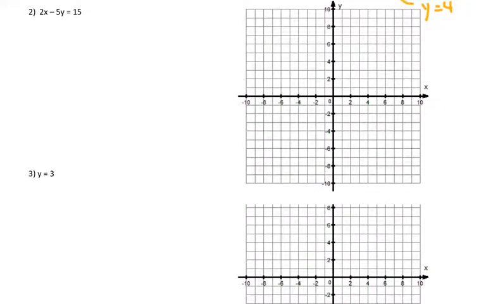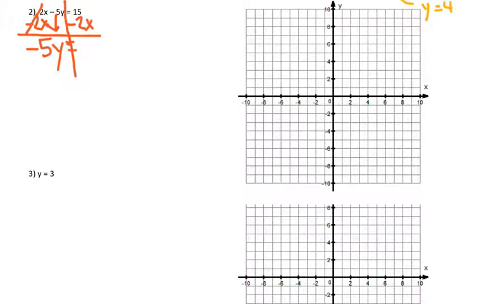And on this one, we're going to solve for y. So that means I have to get rid of the 2x. So I need to subtract 2x from both sides. When I do that, 2x minus 2x is 0, and this negative 5y drops down. Make sure that you understand that that's a negative 5y.